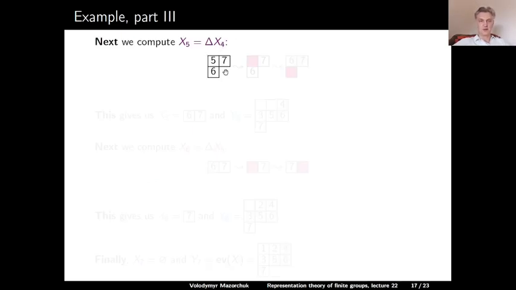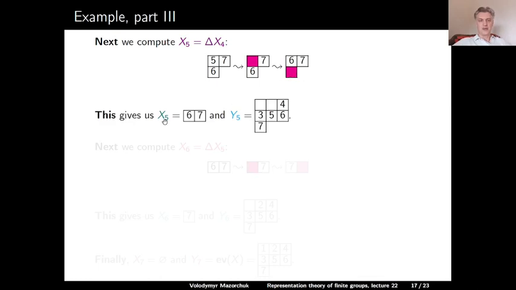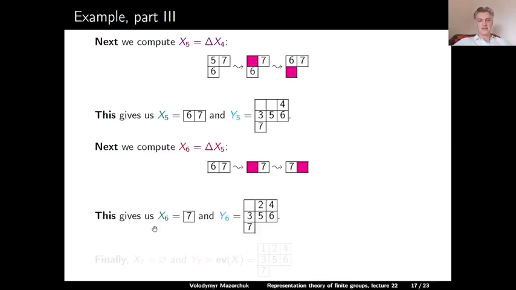We start with x4, remove the top left box. This one has 7 on the right and 6 below, so we swap it with 6, and this is removable. So x5 is just 6, 7, one row, and in row 2, position 1, we put 3. So next we compute x6, which is delta of x5. We start with x5, remove the top left box. So this only has 7 on the right, so we swap them and the outcome is removable. So x6 is just 7 and y6 has 2 in row 1, position 2.